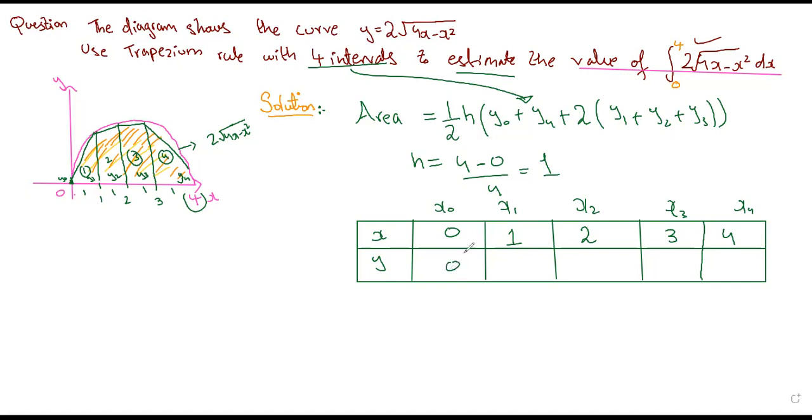This would be 0. Why is it 0? Because we need to insert a 0 in this. And this is 2 under root 3. This would be 4. You need to find these in detail. I'm just writing down because you're already done with the solution. And this is 0. And when you insert these y's, this is y0, y1, y2, y3, y4, and this h, when you insert it in this formula, you will get 10.92.